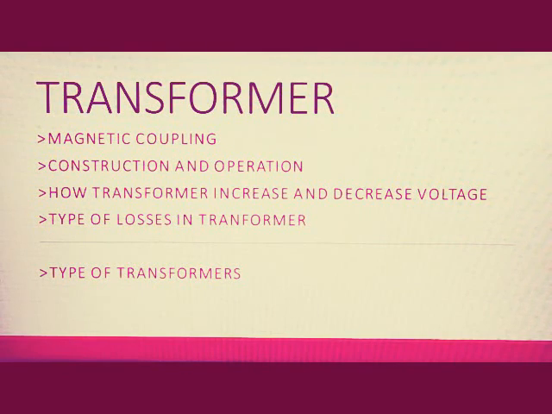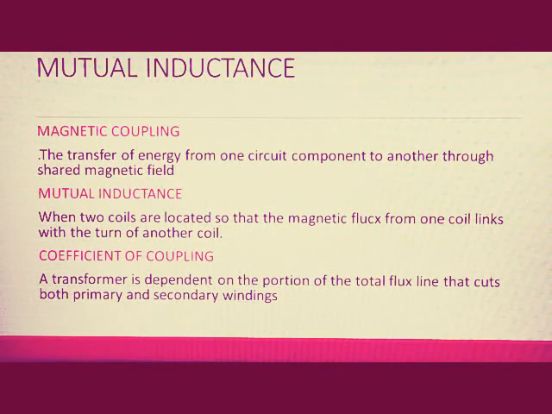First, mutual inductance. Magnetic coupling, or inductive coupling in electronics, refers to the transfer of energy from one circuit component to another through a shared magnetic field. A change in current flow through one device induces current flow in the other device. The two devices may be physically contained in a single unit, as in the primary and secondary sides of a transformer, or may be spread apart, as in the antenna of a transmitter and a receiver.